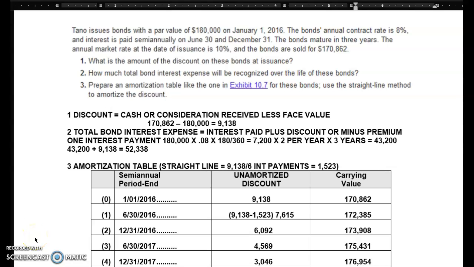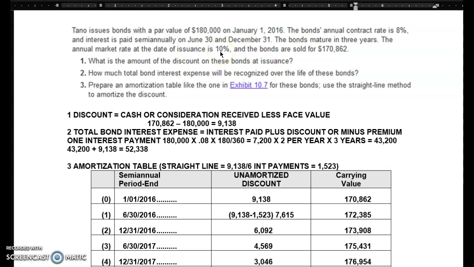In this video, we're going to look at amortizing a bond discount. A company issues 10-year bonds, $180,000. That's the stated or the face amount. The bonds' annual contract rate, that's the stated rate, is 8%. Interest is paid semi-annually on June 30th and December 31st. The bonds mature in 3 years. The annual market rate at the date of issuance is 10%.